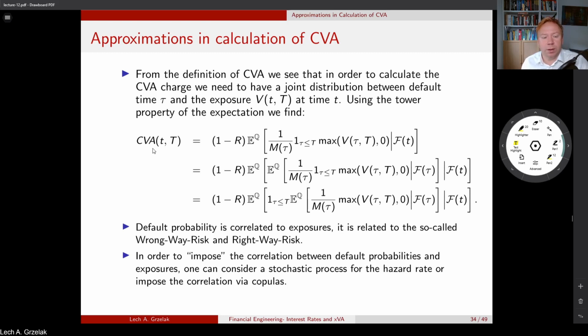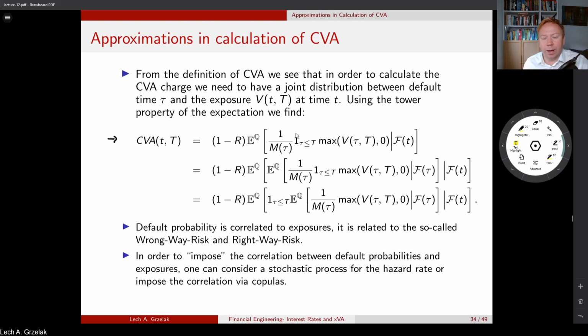First we start with the CVA definition from the previous slide. So this is the adjustment we have to incorporate in the risk-free pricing. We have the recovery rate, or the loss given default. This is of course constant, so it doesn't really matter in these derivations. We have this expectation under the Q measure. We discount from the default time until today, so until time t.